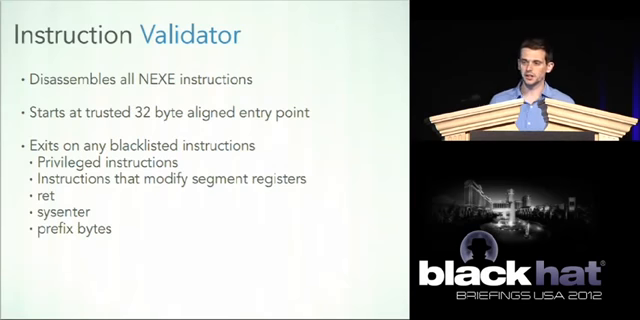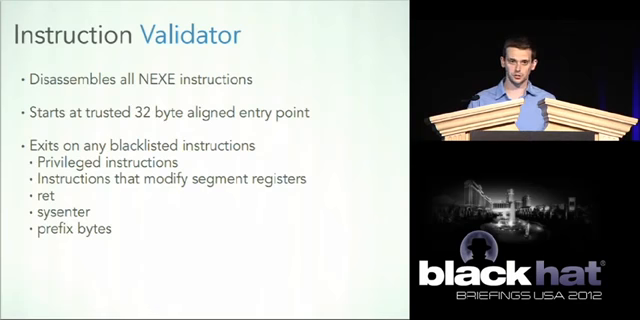The instruction validator also lives in the service runtime. What the instruction validator does is make sure that no one fiddled with the NEXE binary after the SDK produced it. Again, the SDK can always produce instructions that are 32-byte aligned, but an attacker can mess with that after the fact. So what it's going to do is take the trusted entry point out of the ELF header, and start disassembly and instruction validation from that address, right? That's a trusted address. And it's going to exit, of course, on any blacklisted instruction.